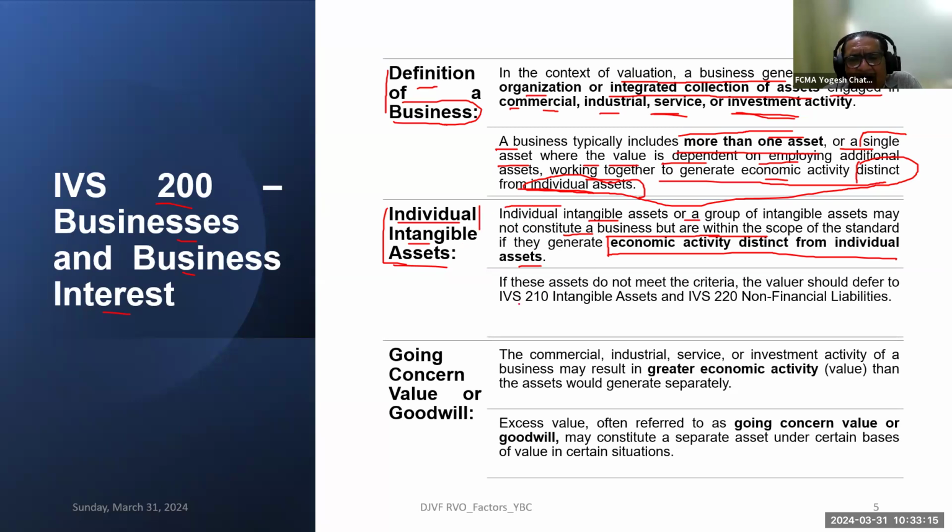Normally, the individual intangible asset will be covered under the asset standard IBS 210, which is on intangible assets. But that may also get covered under IBS 200. The condition is that they generate economic activity which is different from the individual asset. So that is the coverage of intangible assets.